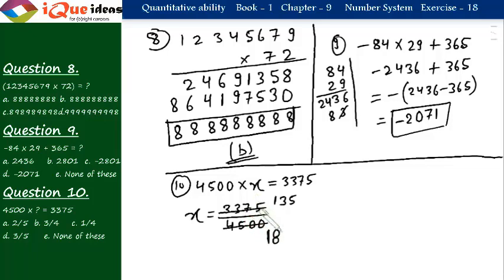Now 135 and 180 are both divisible by 45, right? So 45 3 times and 45 5 times. So we have 3 by 5. So the answer of the question would be 3 by 5. Okay, right? So x is equal to 3 by 5. The question mark is 3 by 5 in this question.